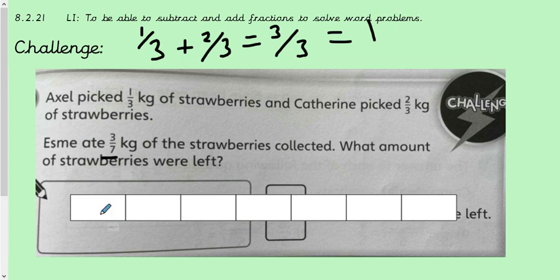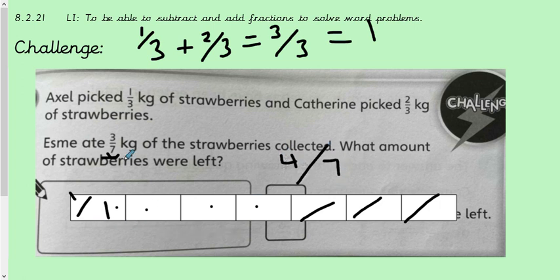So I've split it into groups of 7 because it's a 7th. So each of these are worth a 7th. She has eaten 3/7, so I'm going to just cross out 3/7. What amount of the strawberries were left? We've got 1, 2, 3, 4. So 4/7 of the strawberries were left.